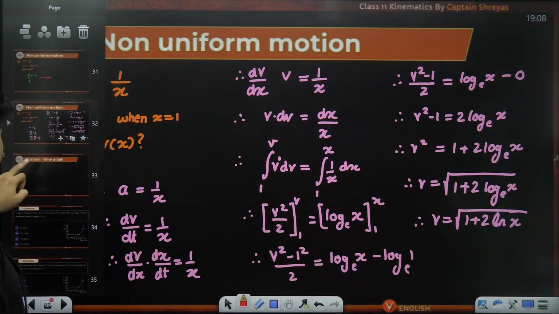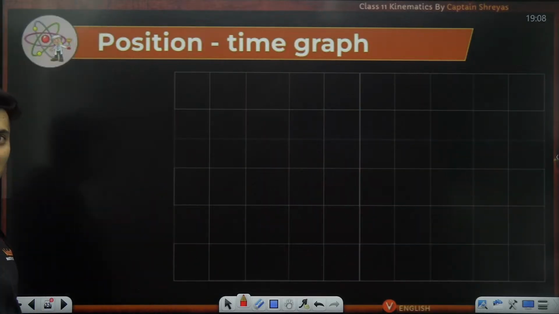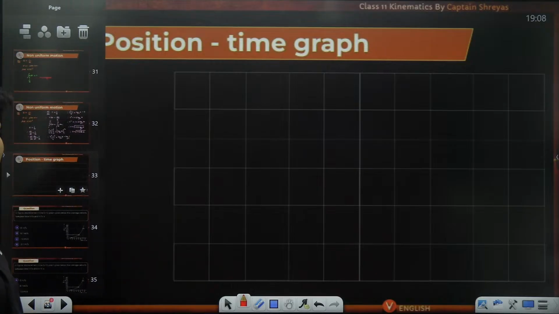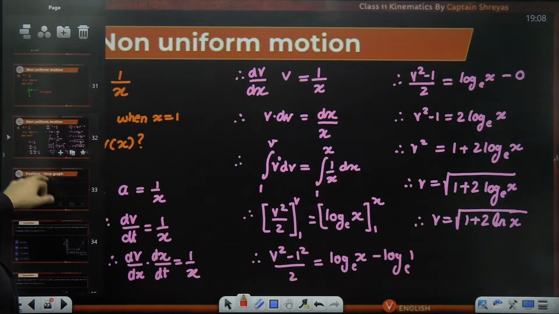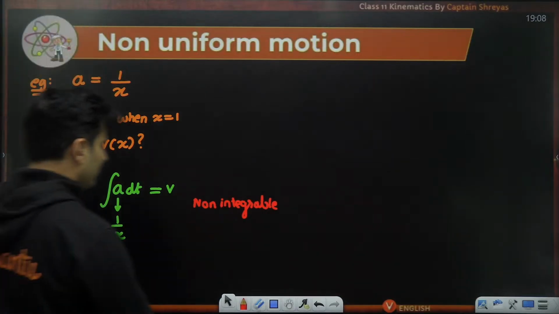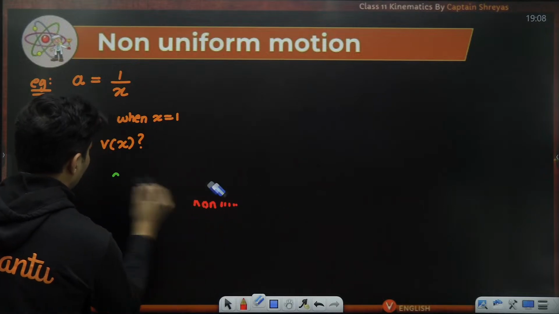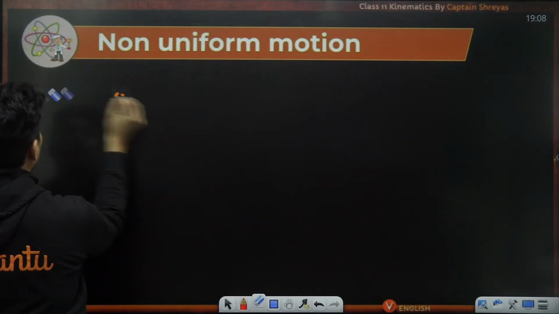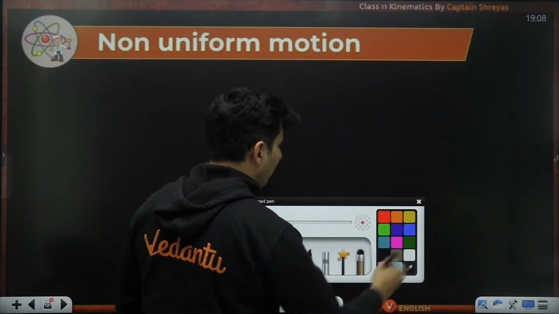Let's do some position time graph questions. And before going ahead, let me give you one small shortcut for solving questions, guys. You will thank me for this.